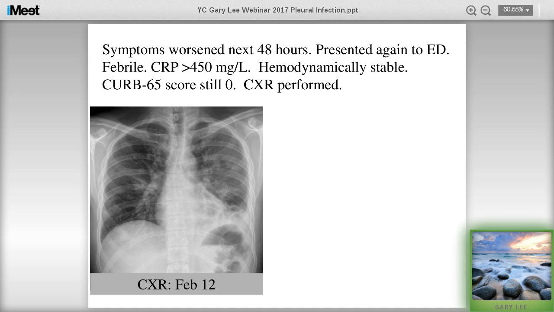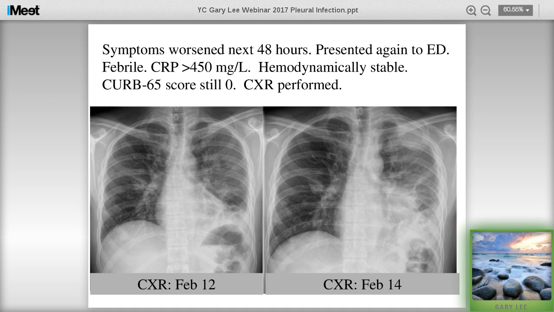And another chest X-ray was performed. This was the first presentation 2 days ago, and this is the presentation now. And you can see that there are now collections around the apical areas and in the costophrenic angles. And if you look very carefully, there's also a collection in the paracardiac area.